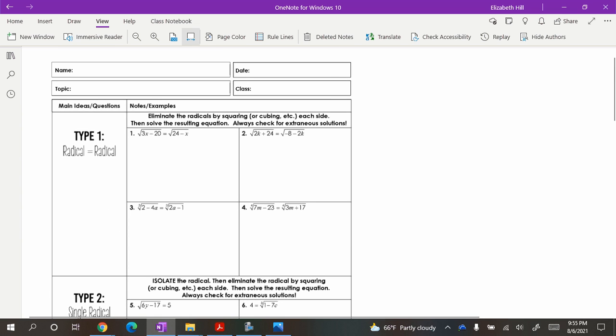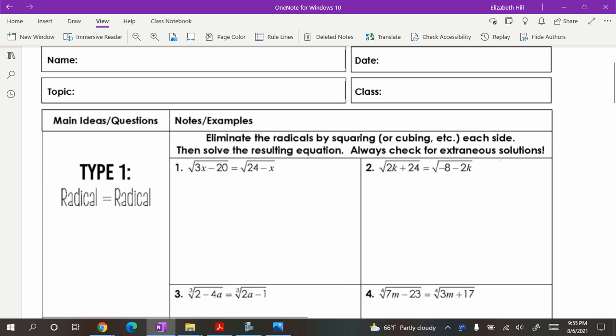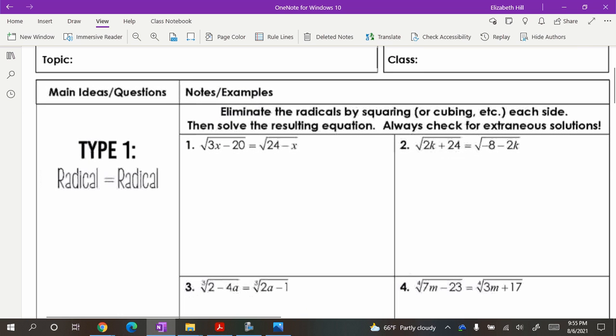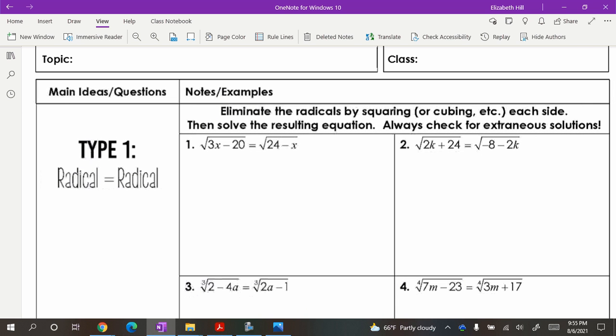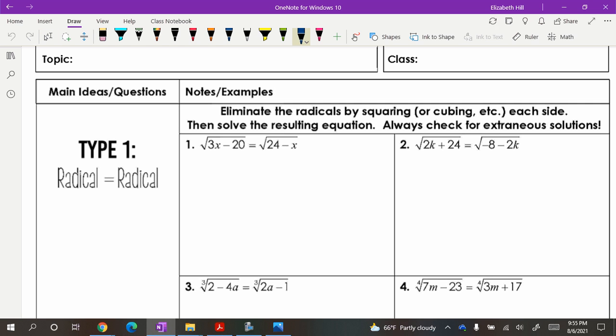The first one is, what do you do when you have a radical on both sides of the equation? These are the nice ones. You can eliminate radicals by squaring or cubing or taking the 4th power of each side of the equation, and that's most likely going to give us a linear equation, but you might have a couple situations where you get a quadratic that you then need to solve.